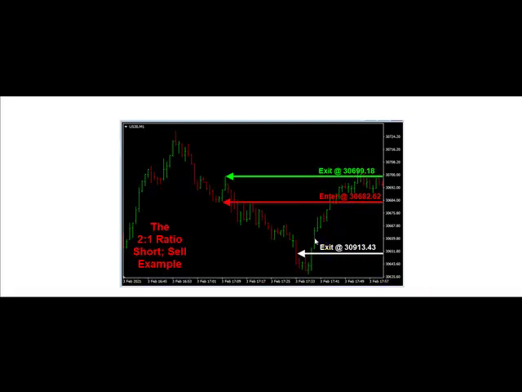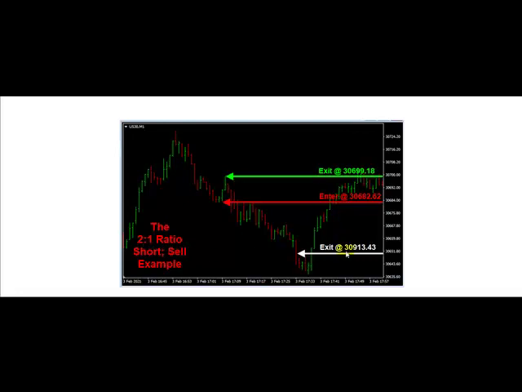equals 16.56 between here and here. Multiply it by 2 equals 33.12. So the distance between here and here, subtract that number of 33.12 from here, it equals this number here. So using the 2-to-1 ratio, we would expect the price to get to here. In this example, it did. 2-to-1 ratio.